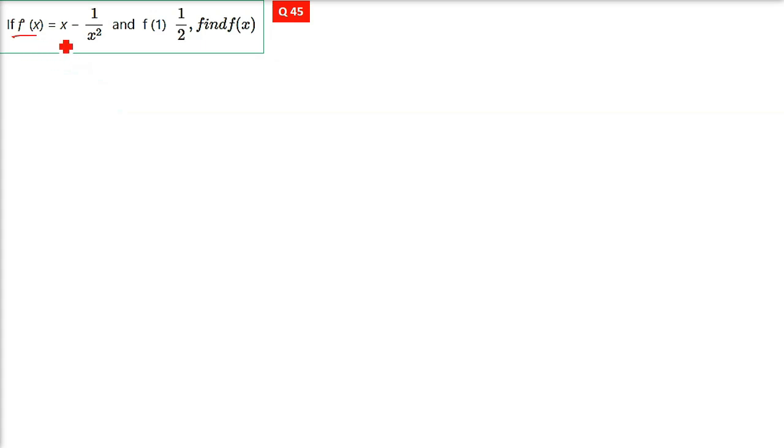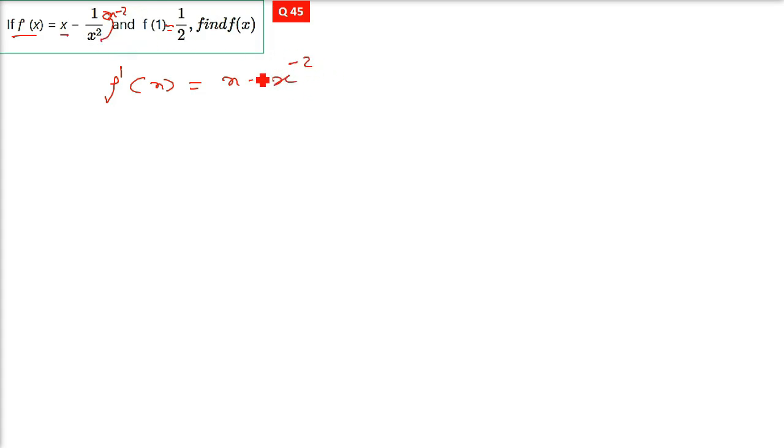Now these are a different kind of question. f dash x is equal to x minus 1 by x square. f(1) is given as half, and we need to find the original function. We'll start with f dash x, which is x minus 1 by x square. Taking x square to the numerator, it will be x raised to minus 2.